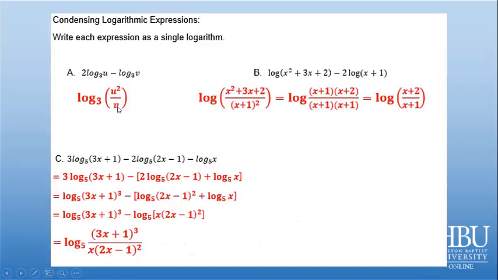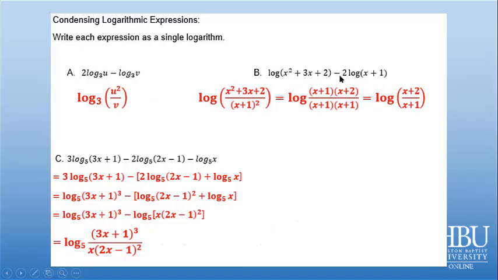Now we want to practice going in the opposite direction by condensing logarithmic expressions. The first thing I do is write this factor of 2 as a power. So twice the log of u is the log of u squared. And the log of u squared minus the log of v would be the log of the quotient, u squared over v. My base here is 3.